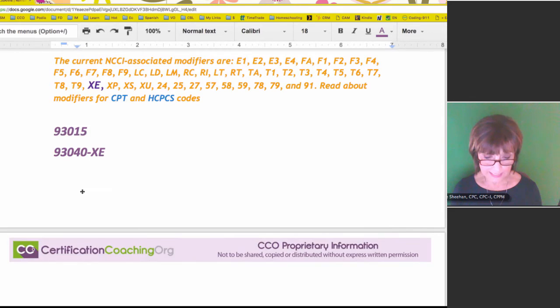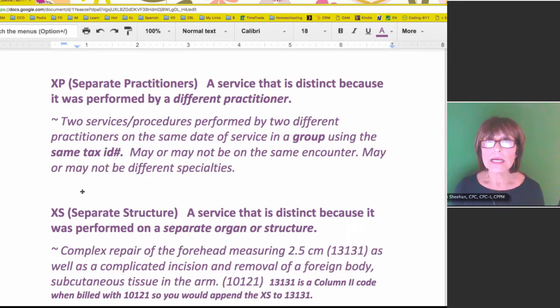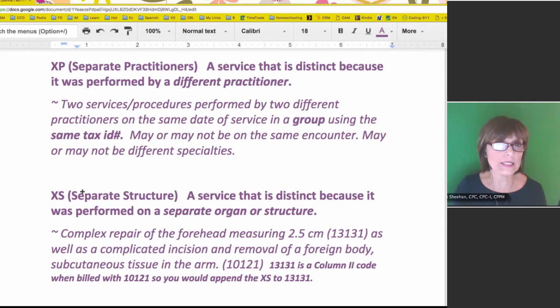The next example is the XP, and this is very basic. It's two services or procedures performed by two different practitioners on the same date of service in a group using the same tax ID number. It does not have to be at the same encounter. One could be in the morning, one in the afternoon, and they don't even have to be the same specialty, but they can be.